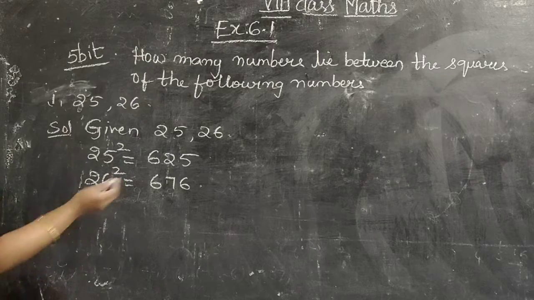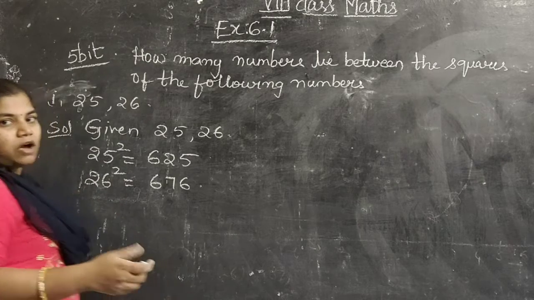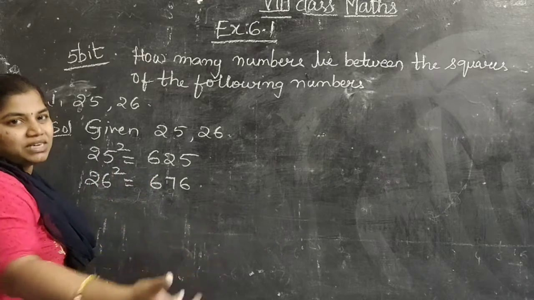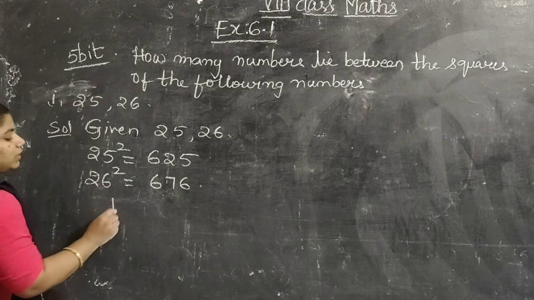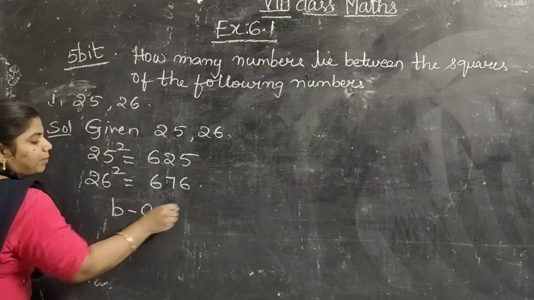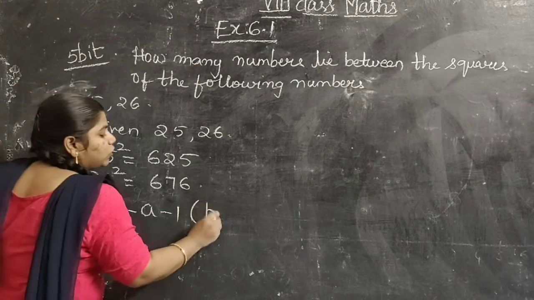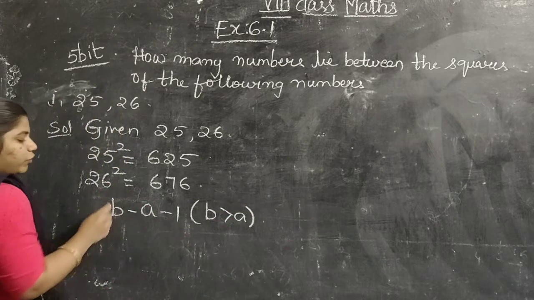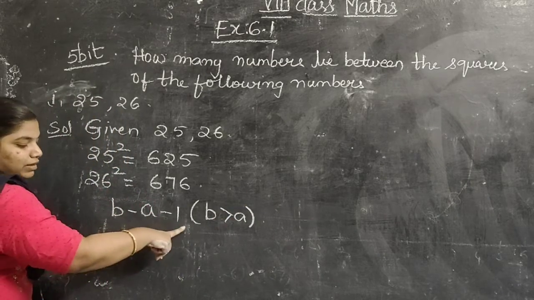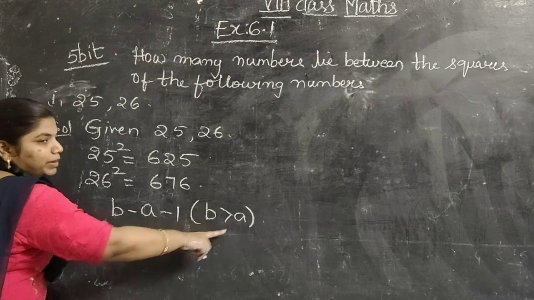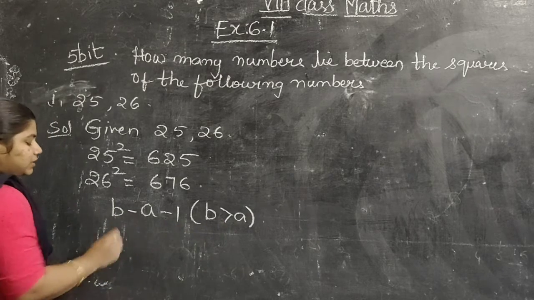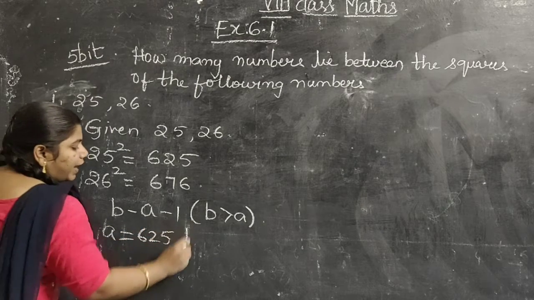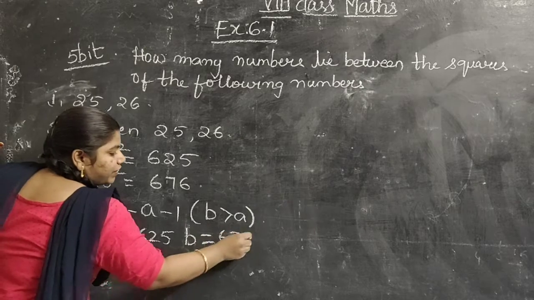Between they are asking. So already you have learned in smaller classes how to find the between values for whole numbers and natural numbers. So what is that formula? That is b minus a minus 1. So what is the condition here? Always the b value will be greater than a value. So now what is the formula? B minus a minus 1. Always the b value will be greater than a value. That means the a value will be 625 and b value will be 676.